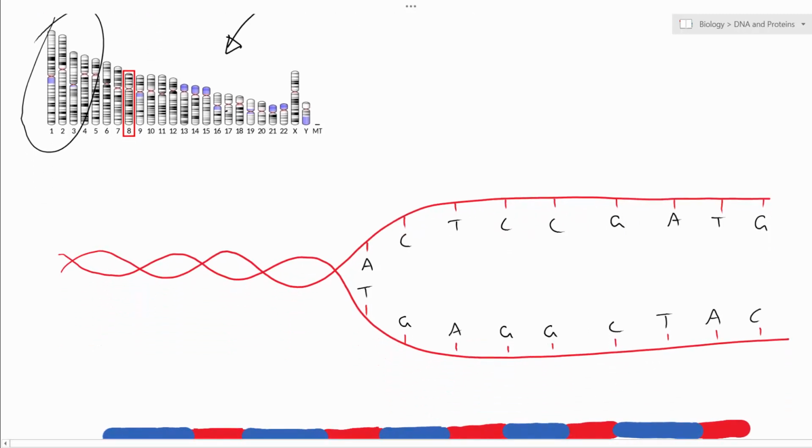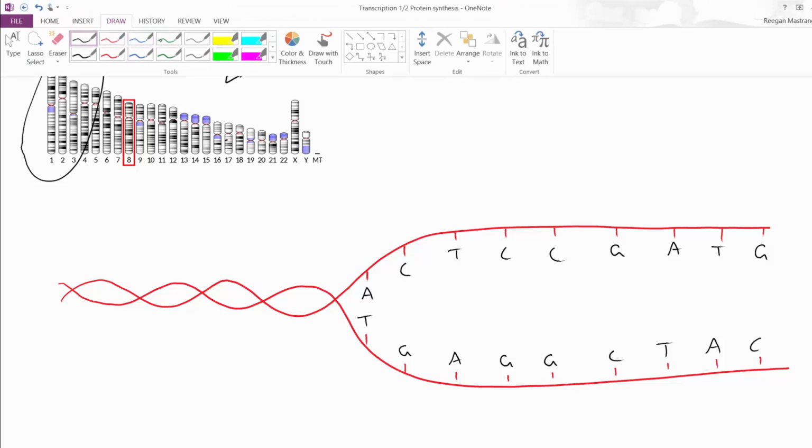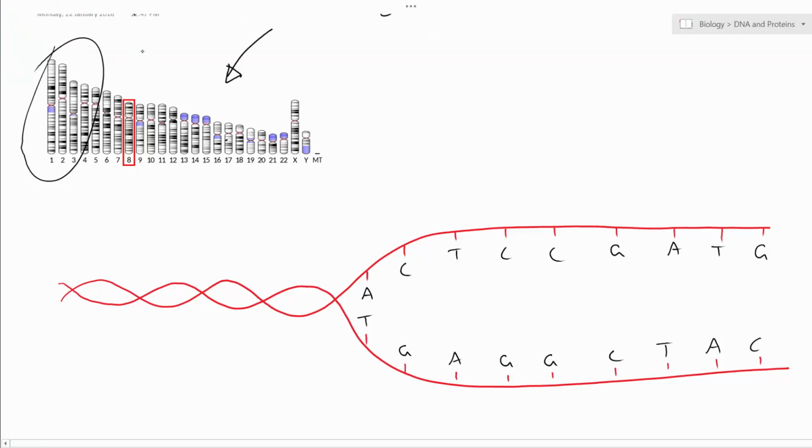So if we scroll down here, we are looking at a DNA double helix. We're looking at a particular gene here which has been unzipped or unwound. So what's going to happen is this will occur because of an enzyme called RNA polymerase. This is going to be my rough enzyme. So RNA polymerase is an enzyme.